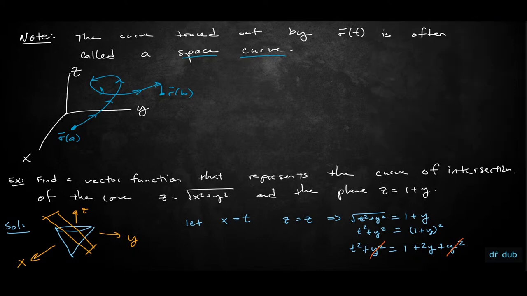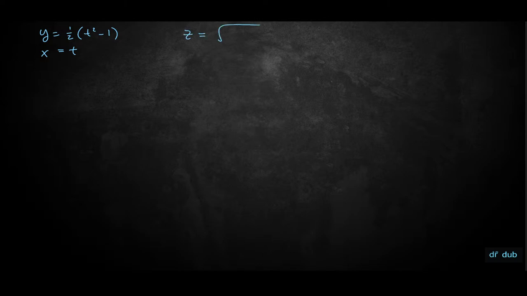And the y squared on both sides can cancel. And so from there we can solve for y by saying t squared minus 1 equals 2y. And so take a 1 half on both sides and we get y equals 1 half times (t squared minus 1). So far, we've got x equals t and y equals 1 half (t squared minus 1). The last thing is to get z in terms of t, so that's z equals square root of x squared plus y squared. And now in terms of t, both of those can be substituted in.